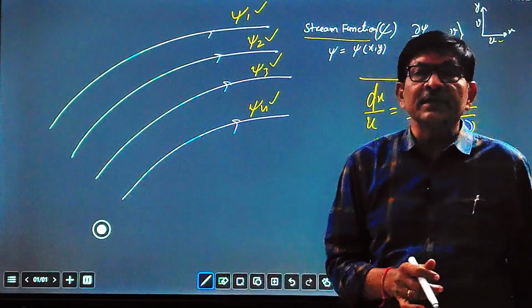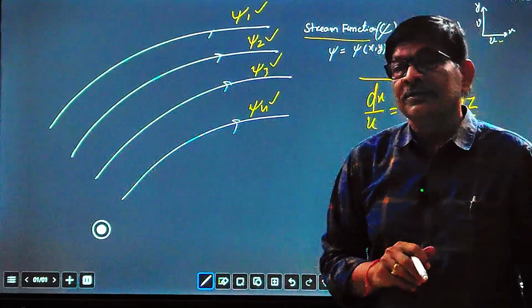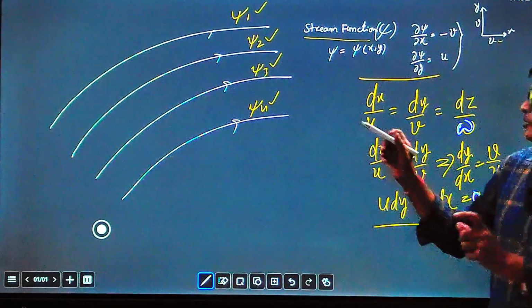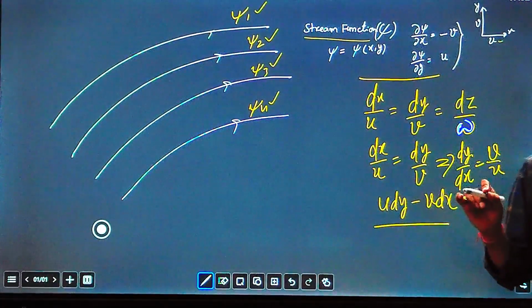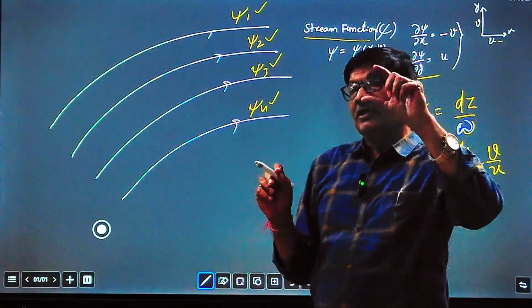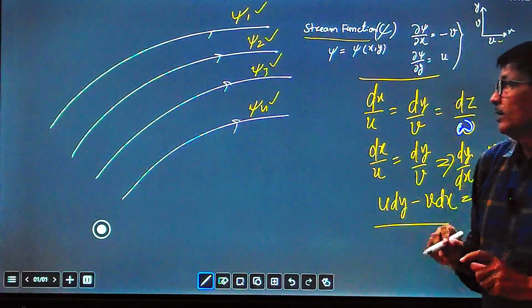So what is the physical significance of these streamlines? What do these streamlines denote physically? How do we define the meaning of what is between these two streamlines? What is flowing between two streamlines? What does the difference between two streamlines denote? That is what I want to justify here.